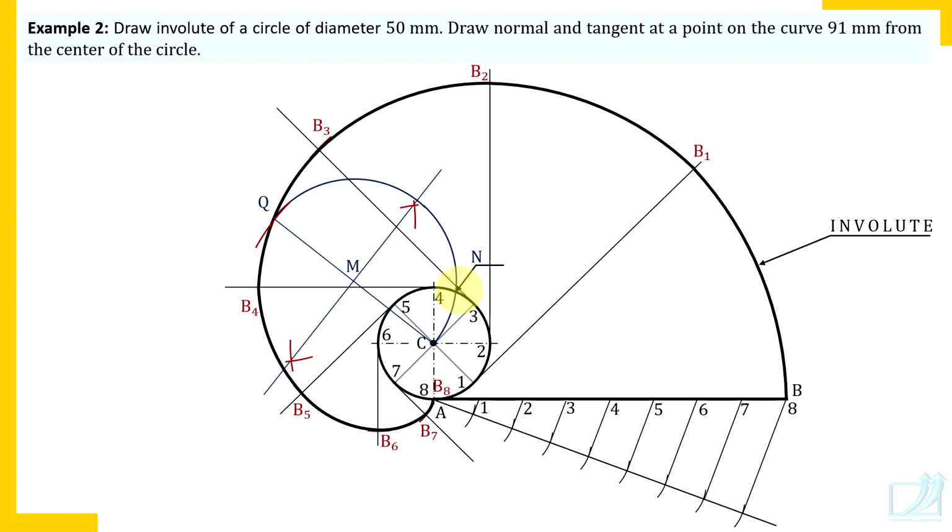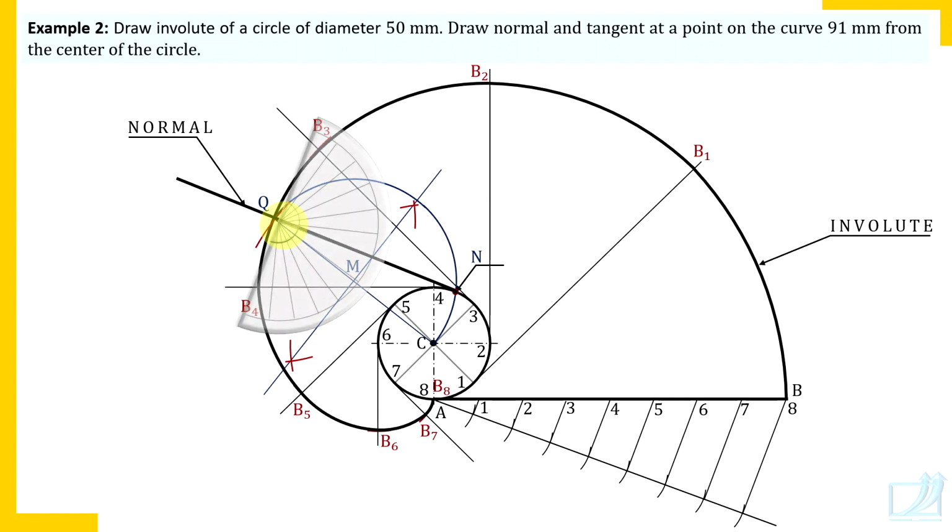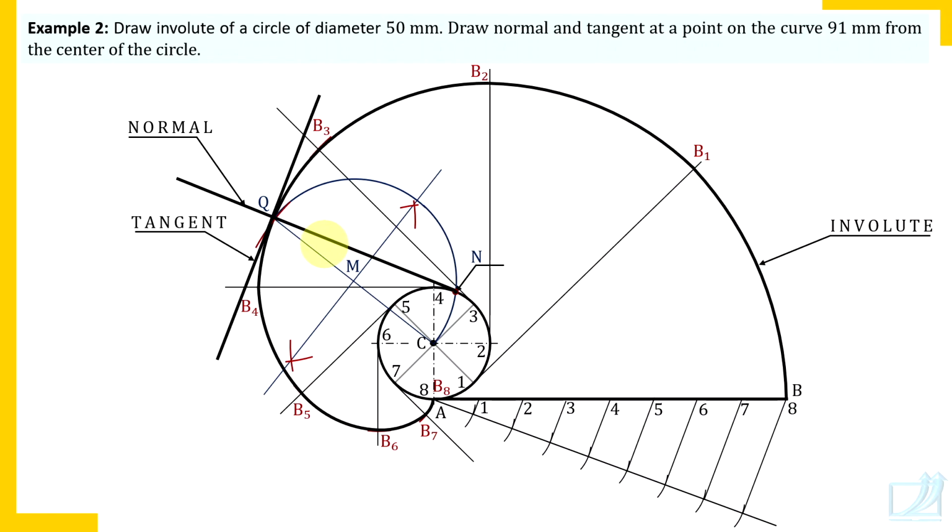I have labeled this point as N. That suggested you that this point is going to give you normal. Join this point N with point Q. And that is normal. And perpendicular to normal at point Q is tangent at Q. So set protractor in this manner, this straight edge of the protractor at point Q and axis of symmetry of protractor along normal and draw the tangent. So this is how we have drawn normal and tangent to the curve.